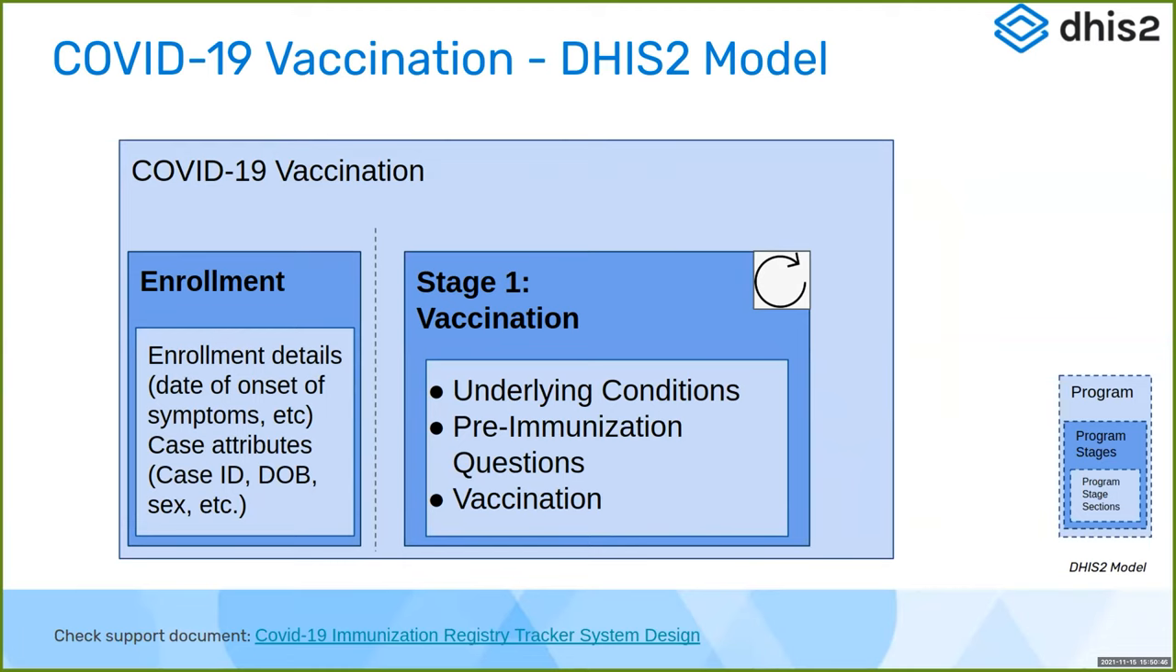Having the date of birth, you can generate the age. You can also, if you are taking other personal information, like whether someone is a health worker or whatever, those can also be a part of the current information. And the stages, as I said, are repeatable because most of the vaccines are two doses or more than two doses.